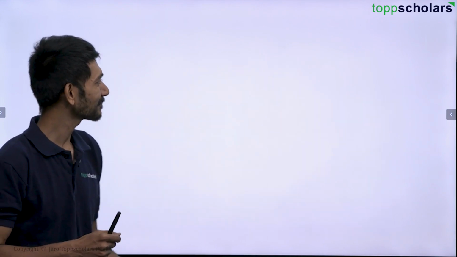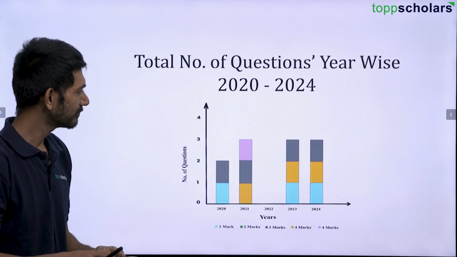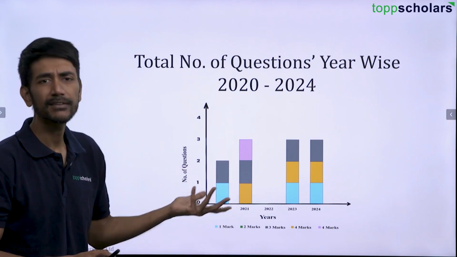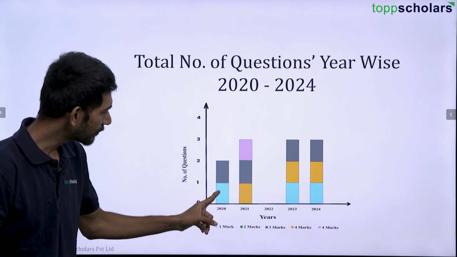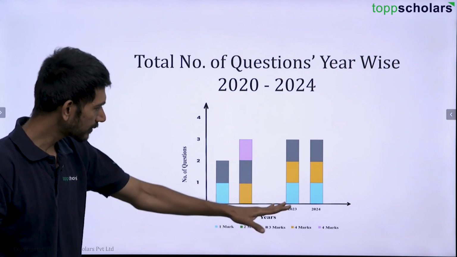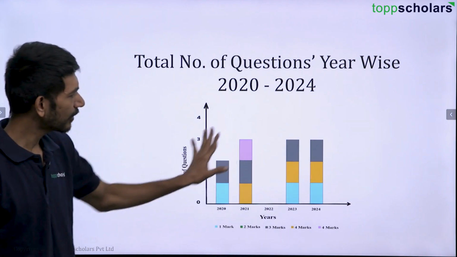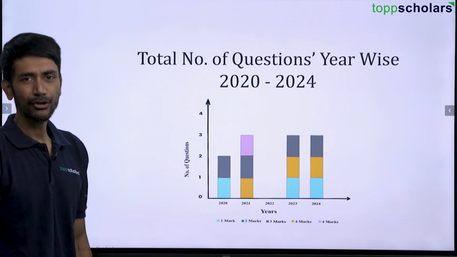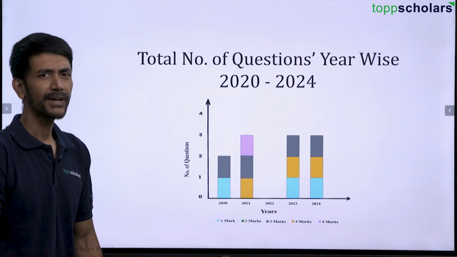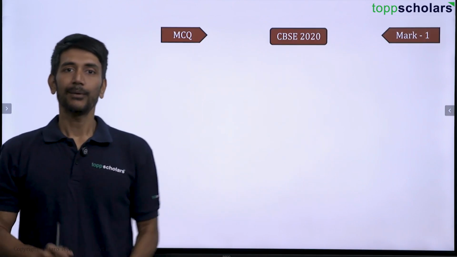So let's begin. You can also take a screenshot of this if you want to have a glimpse of what questions were asked previously. You can see that 1 marker is here, 2 marker, 3, 4, and all. Overall, the overview is given over here. It will give you a fair idea. Anyways, now let's begin with the questions.